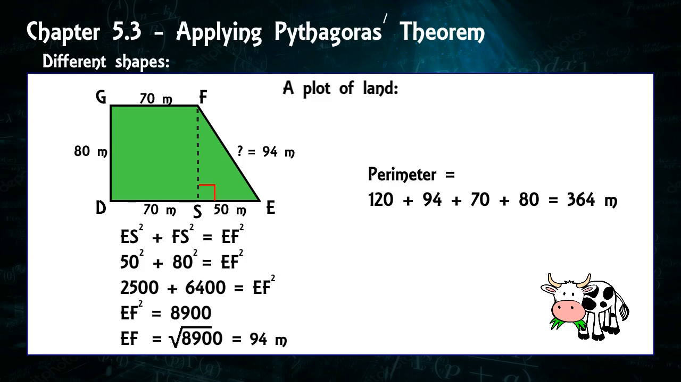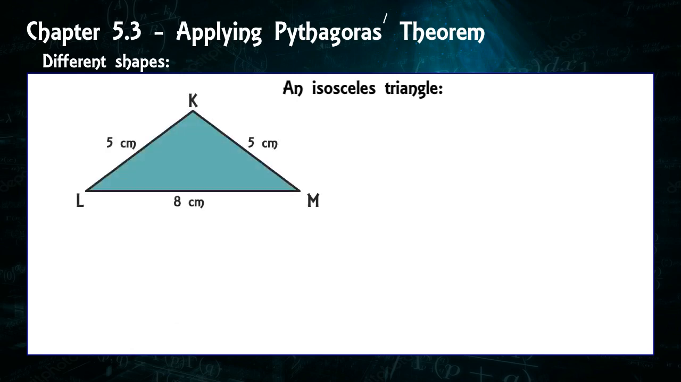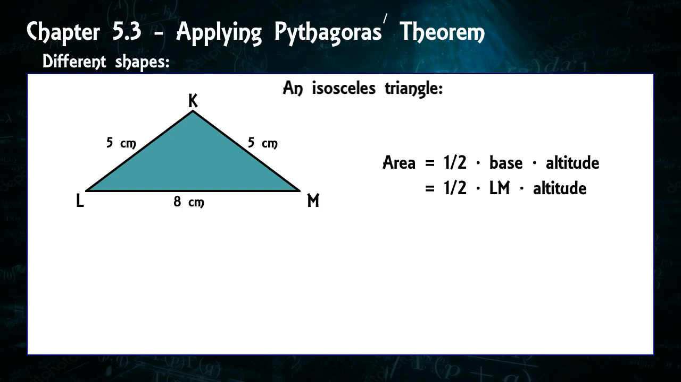A different shape we will encounter this paragraph is the isosceles triangle. For example, triangle KLM, where KL is equal to KM, is equal to 5 centimeters. We also know that LM is equal to 8 centimeters. If we were to calculate the area of the triangle, we use the formula half times base times altitude. As you know, the base of a triangle is one of the sides and the altitude is a line segment perpendicular to that base through the opposite vertex. So, for side LM to act as the base, we need to figure out the length of this line segment.